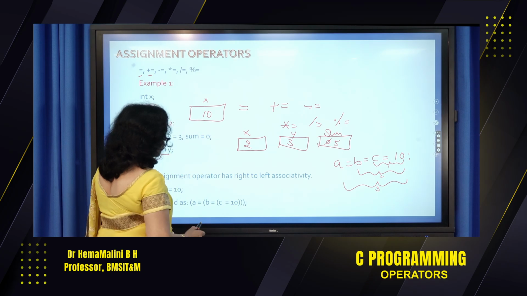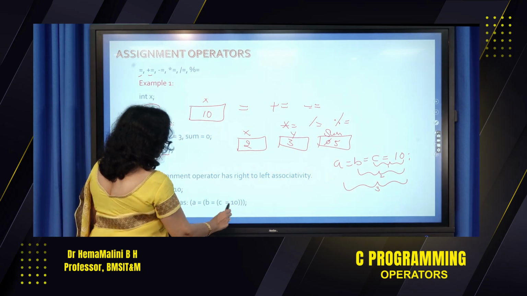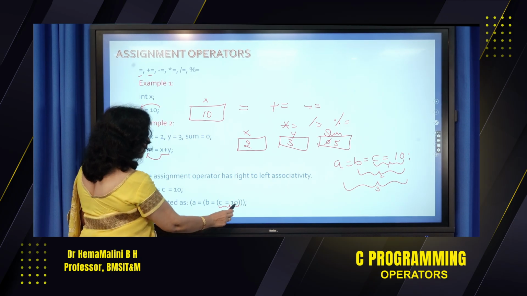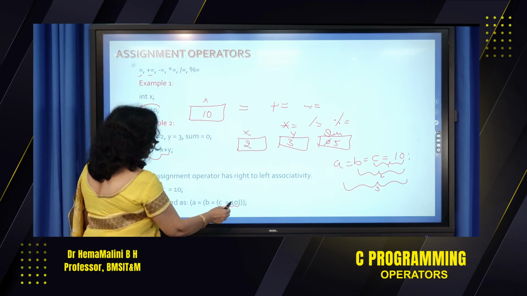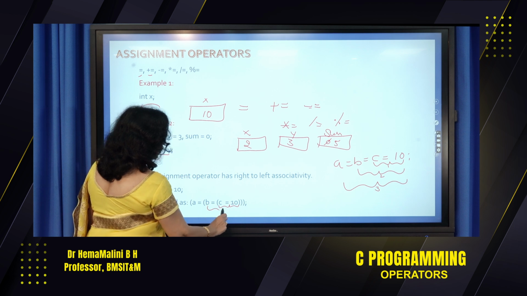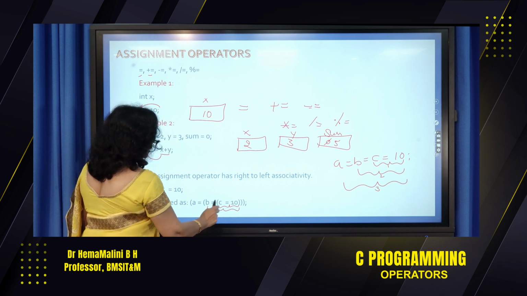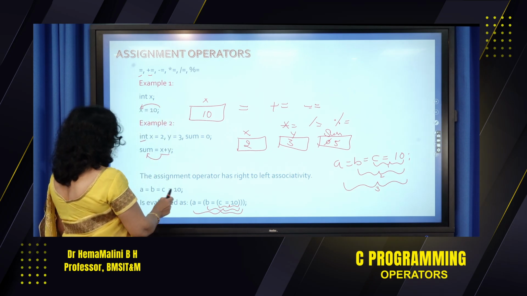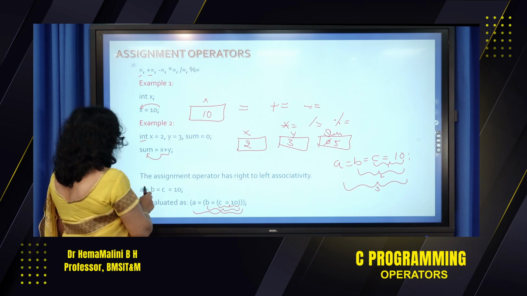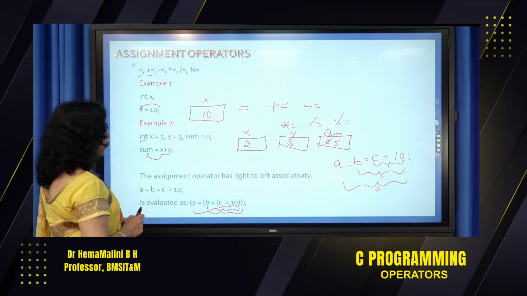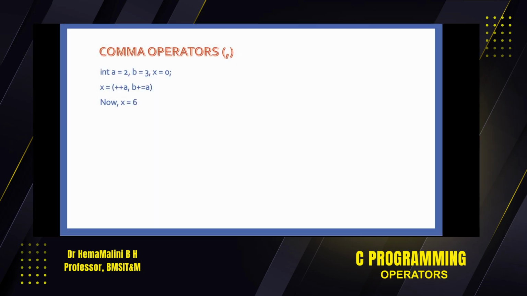That is why I have shown it with the parenthesis. So C equal to 10 happens first. The value 10 is stored in C. This 10 is stored in B now. After that the same 10 is stored in A. So after executing this line, all the three variables A, B, C will be holding a value 10.